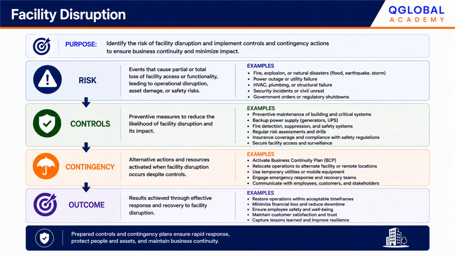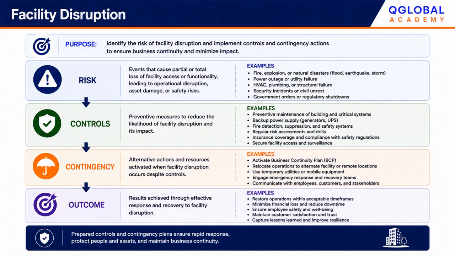This slide explains how organizations can respond to disruptions affecting facilities. Facility disruptions may result from fire, flooding, power failures, severe weather, utility interruptions, structural damage, or other unexpected events. These situations can stop production, interrupt services, affect employee safety, and delay deliveries. Preventative controls include regular facility maintenance, emergency preparedness, fire protection systems, utility monitoring, security controls, and periodic emergency drills.